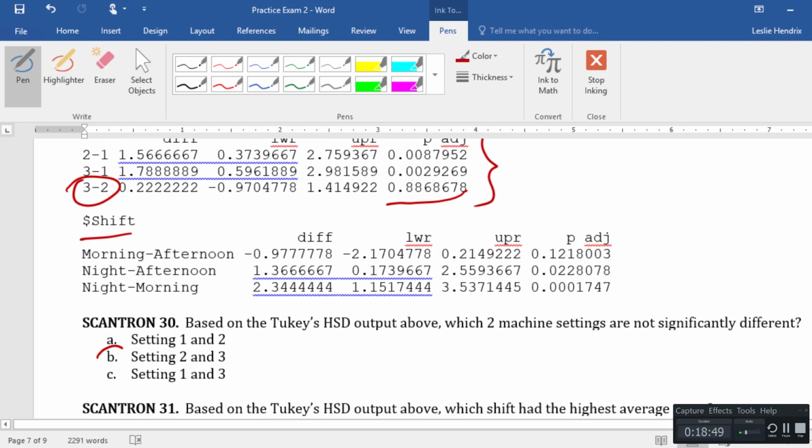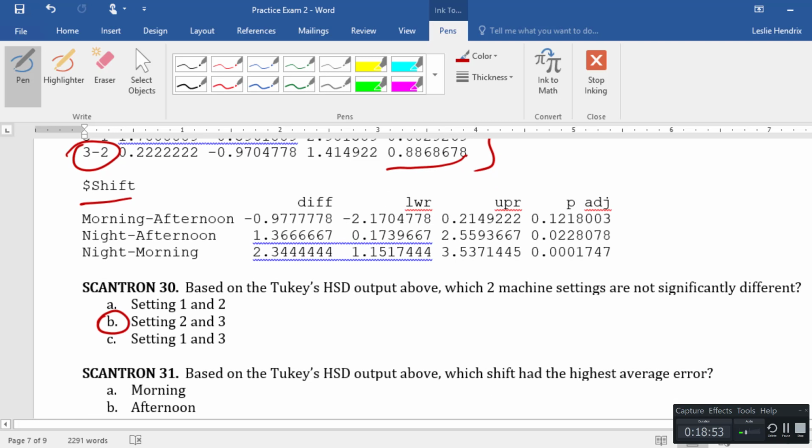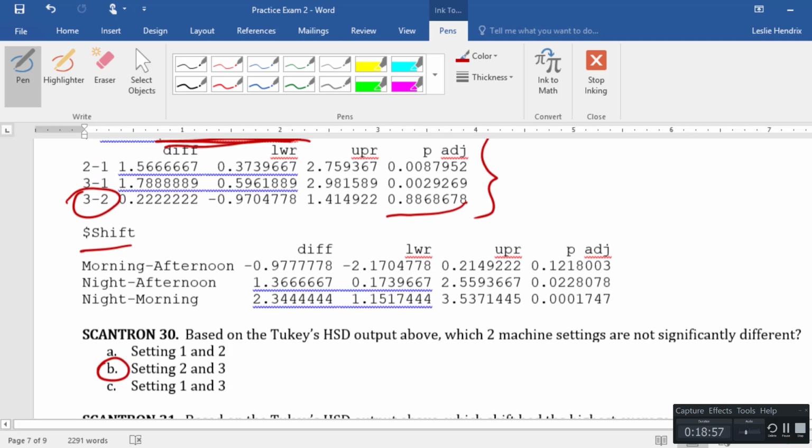And then based on the Tukey's output, which shift has the highest average error? Well, again, we can just compare. Morning minus afternoon is negative, and so that means that afternoon is bigger. Night minus afternoon is positive, so that means night is bigger. And night minus morning is positive, so that means night is bigger. So again, night is bigger than afternoon, night is bigger than morning, night has the biggest average error.